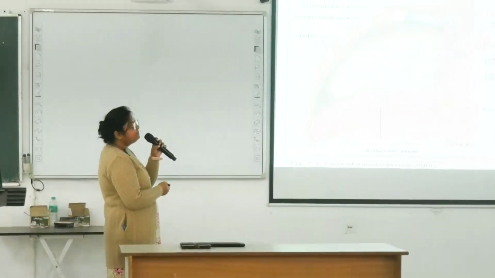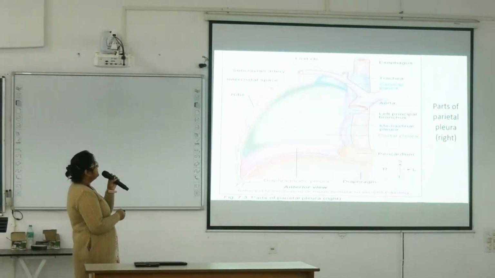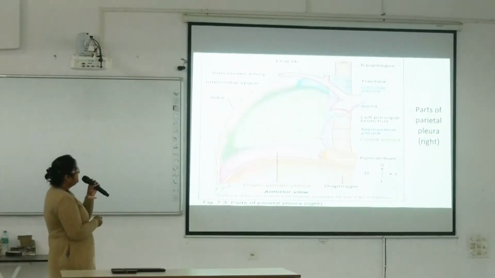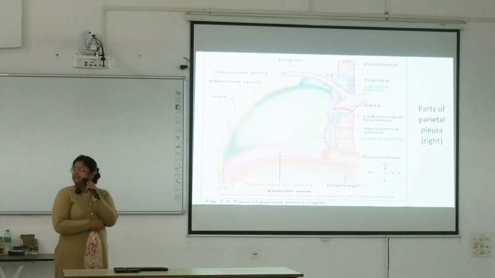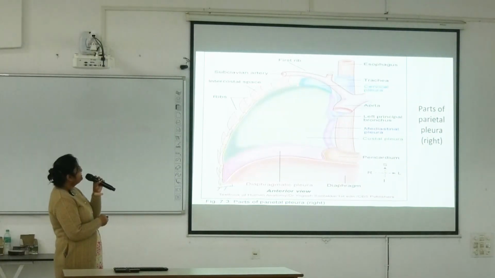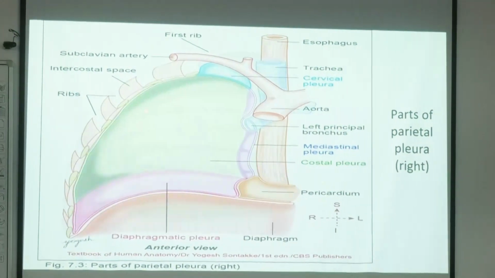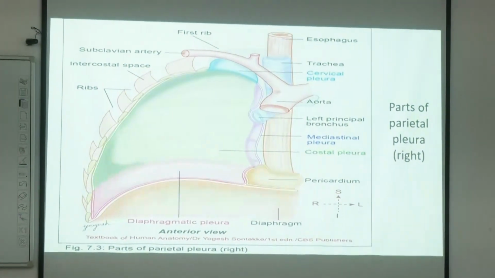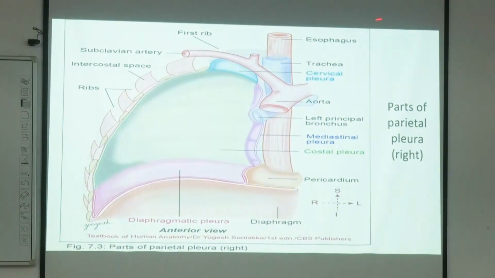See here different parts of the parietal pleura have been shown. The greenish part, it is covering the thoracic wall, that is known as the costal pleura. It is lying against the ribs and the intercostal spaces. And this bluish one, this is cervical pleura. It lies above the margin of the first rib, that is, at the root of the neck.